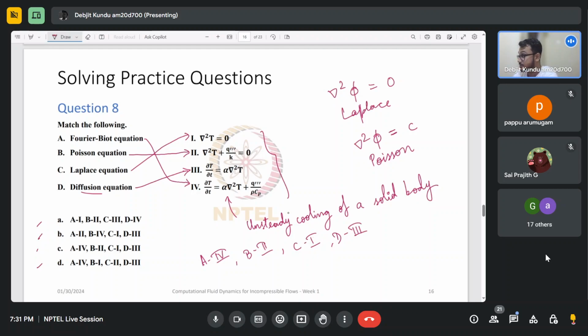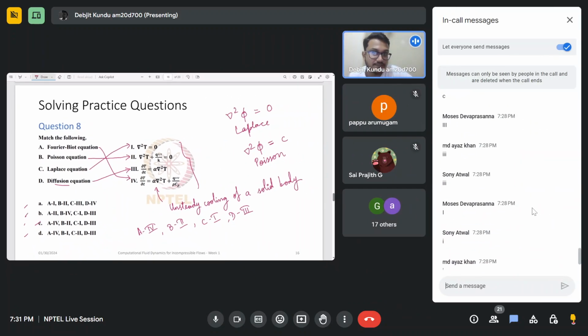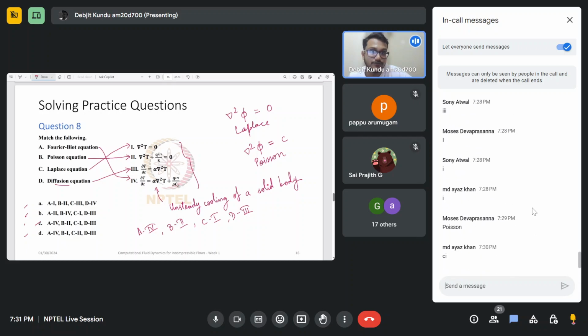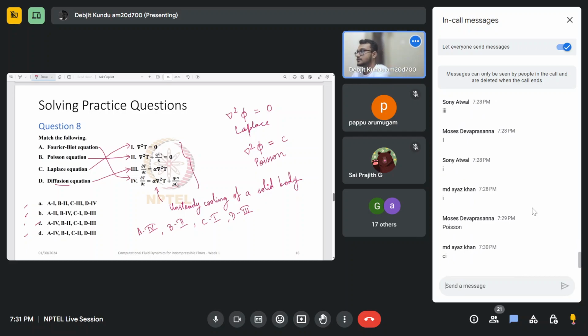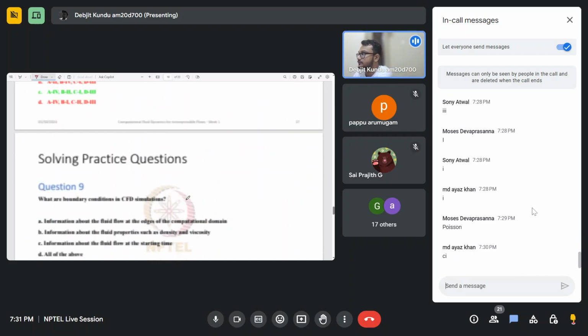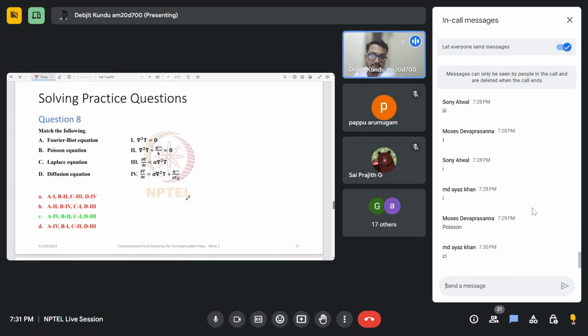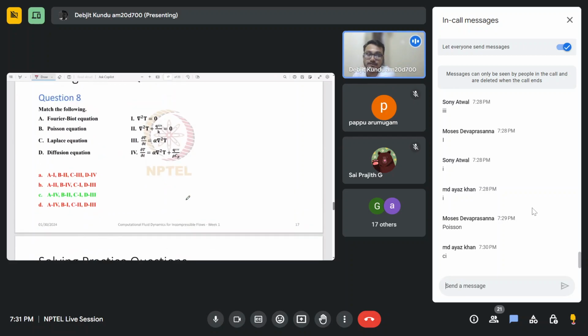Which of these options match with it? 4, 2, 1, and 3, that is C. So most of you in the chat box had selected C, and all of you are correct. Good. So let's have a look at the solution. It confirms that option C is the correct one. Any questions on this?